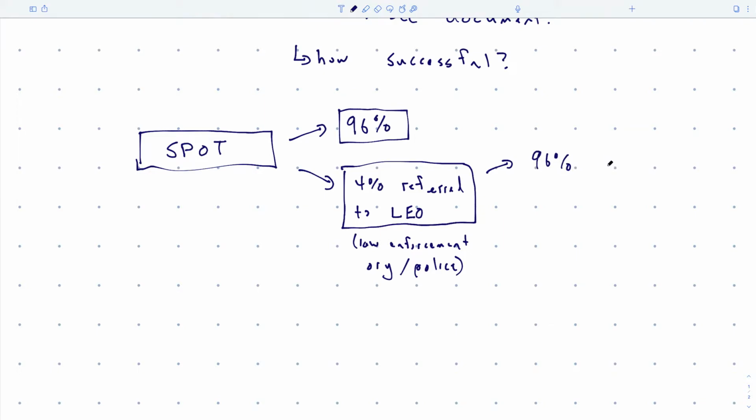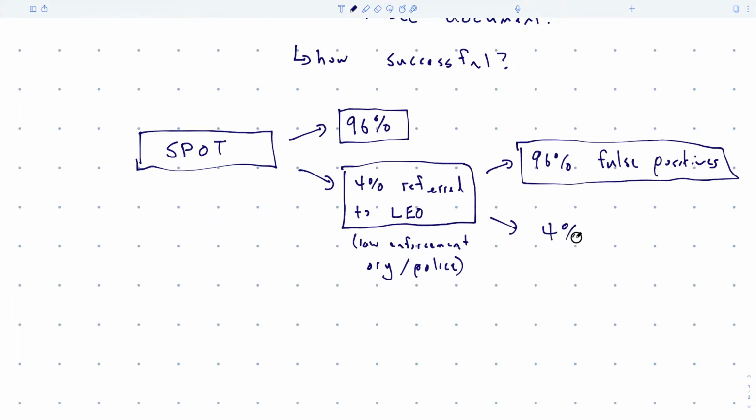96% were, we'll call them false positives. So for whatever reason, law enforcement didn't take an action, or it didn't lead to a conviction. Which leaves 4% of the initial 4% where there was actually some sort of charge, or I can't remember if it's a charge or a conviction, but.